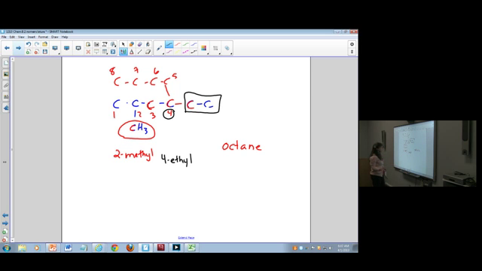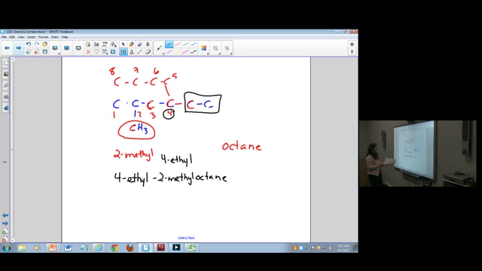Okay, so I have all the parts now. I need to assemble it. Now we name them by alphabetical order, so the alphabet is the way we want to go, and ethyl comes before methyl. So 4-ethyl, 2-methyl octane is this structure.